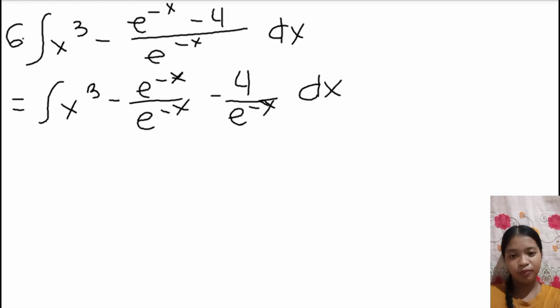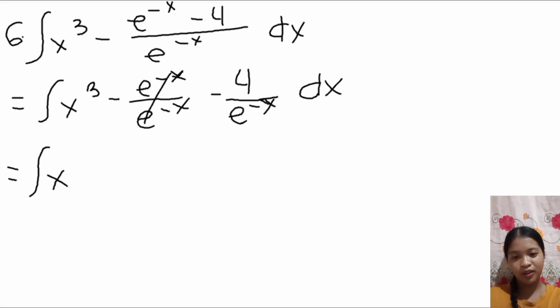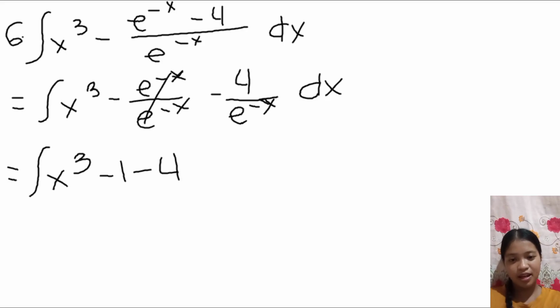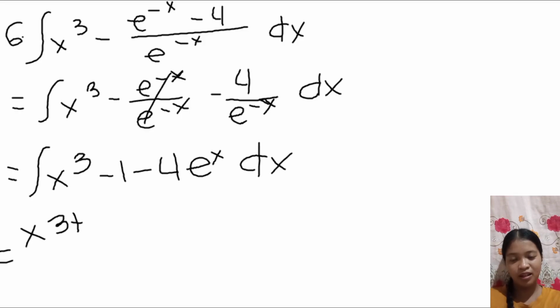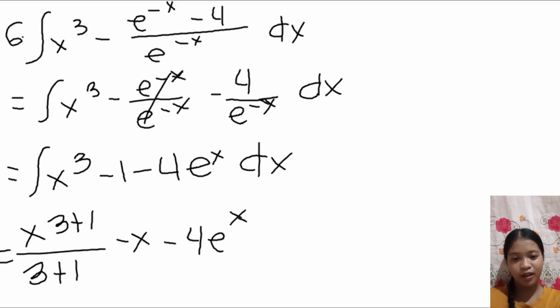So since e^(-x) over e^(-x) is the same term, we can just cancel out, so it will become 1. So the integral of x cubed minus 1 minus 4e^x dx. So we're going to integrate it, so x^(3+1) over 3+1 minus x minus 4e^x plus c.